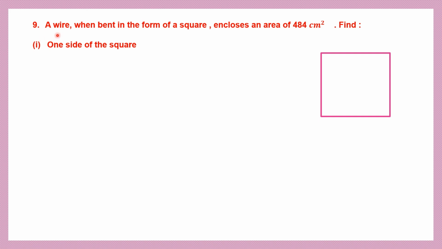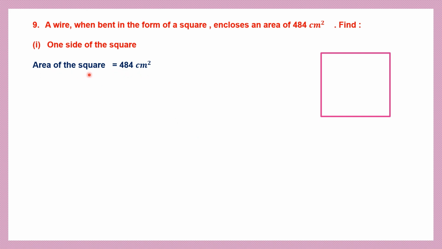Question 9. A wire, when bent in the form of a square, encloses an area of 484 centimeters square. So if you have a wire and you bend it in such a way it forms a square, the area inside is 484 centimeters square. Now we are asked to find one side of the square. Only one side of the square we are asked to find, and we've been given this. So let's use that. Area of the square is 484 centimeters square.